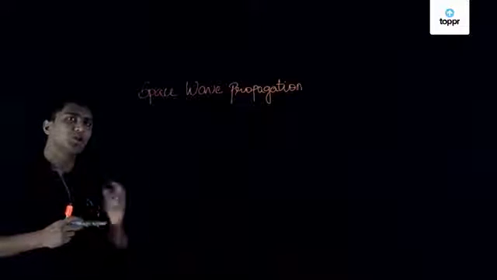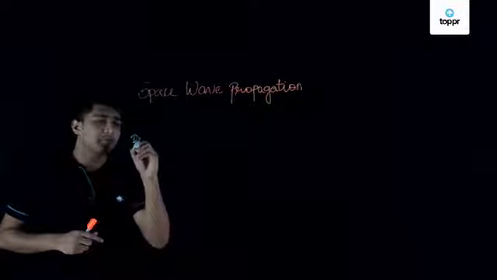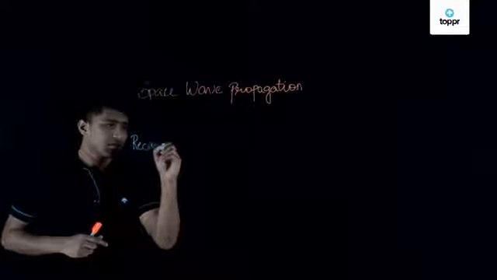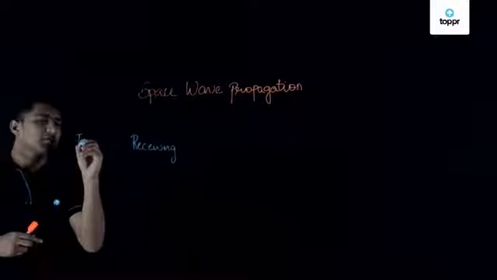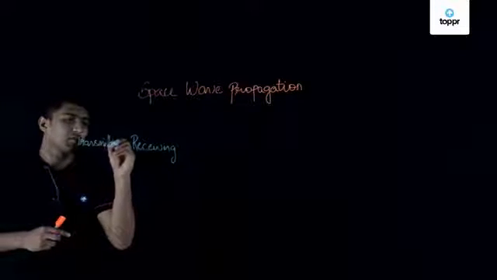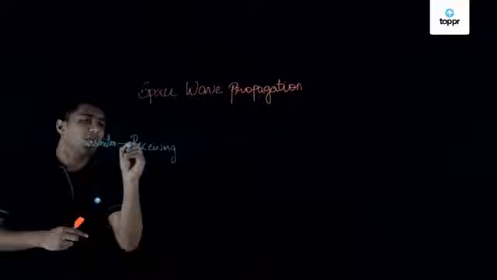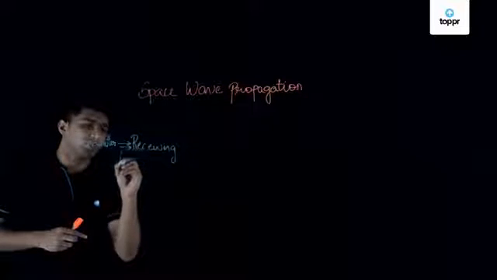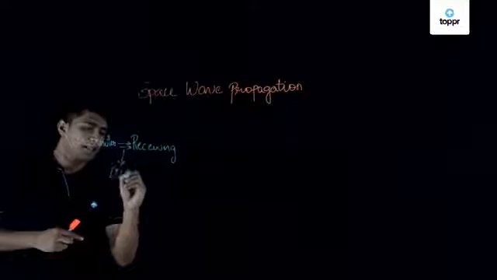So now we understood about ground wave propagation. The next propagation method which we are going to discuss is space wave propagation. The main important thing of space wave propagation is that the receiving antenna and the transmitting antenna should be in the line of sight. We'll write it as LOS.